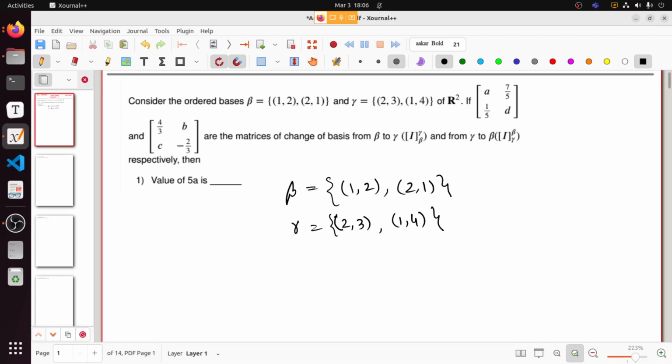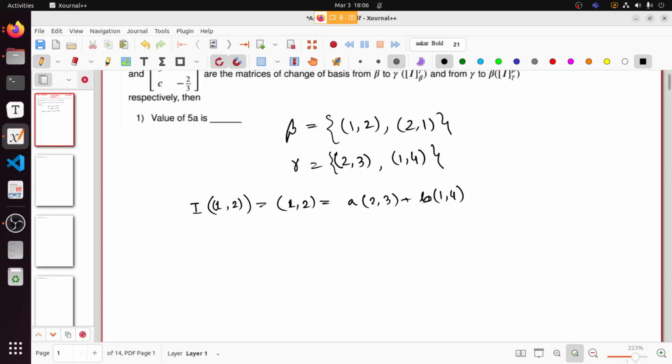So the identity transform, what does it do? I will take the same vector (1, 2) to (1, 2), and now you have to write (1, 2) in terms of the basis gamma. Let's suppose we can write it as a into (2, 3) plus b into (1, 4). Then we will get a system of equations: 2a plus b equals 1 and 3a plus 4b equals 2. So you have to solve these two equations. Let's solve.